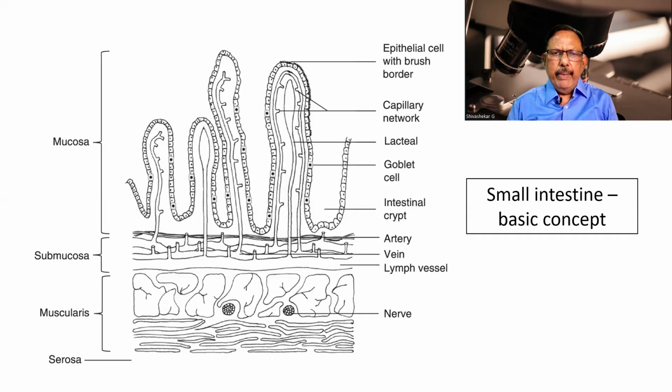This is a basic concept of the small intestine. There is the epithelium, as I had been mentioning. It is generally a low columnar epithelium. There is a typical brush border. Brush border in the sense it is not cilia, but microvilli to increase the absorptive and the secretory surfaces.